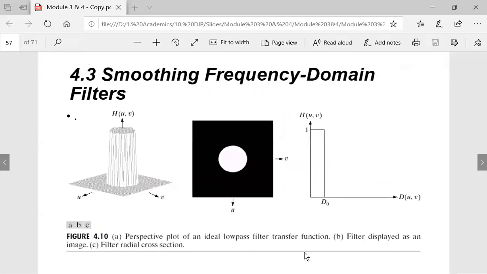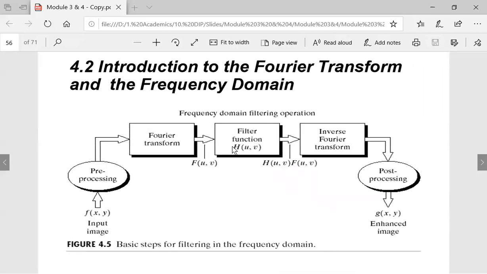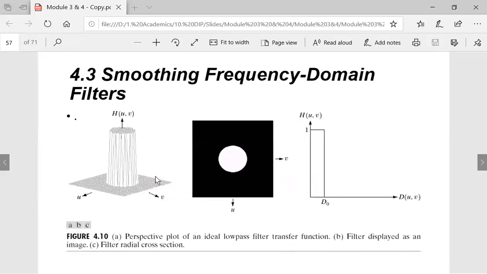Okay, so the filter, this H(u,v) filter, how does it look in the pictorial representation? This is how it looks. The first image is the perspective plot of an ideal low pass filter, that is, the transfer function. The second image is the filter displayed as an image. The top one is H(u,v). And if you want to see the graphical representation, this is the third. So this is the perspective plot of an ideal low pass filter in 3D format, in 2D format, in graphical format.